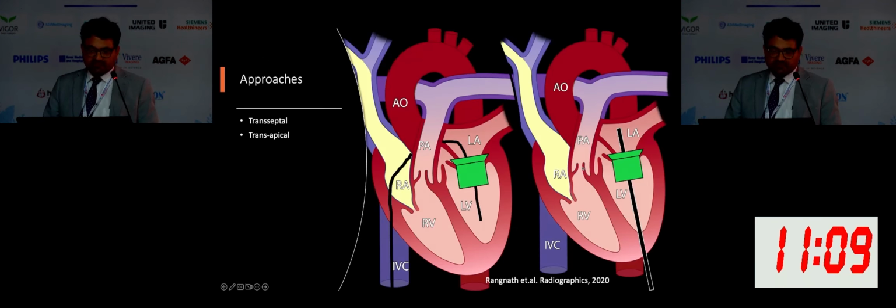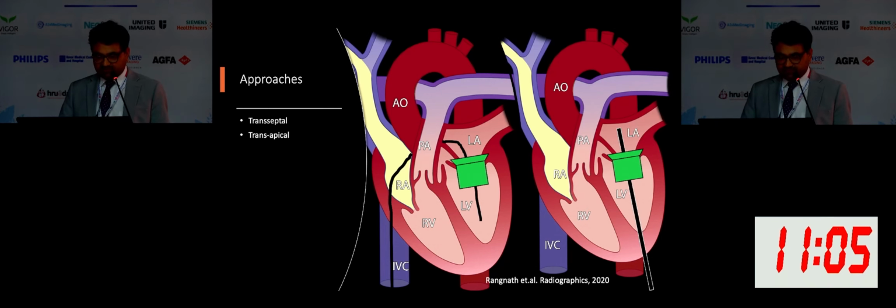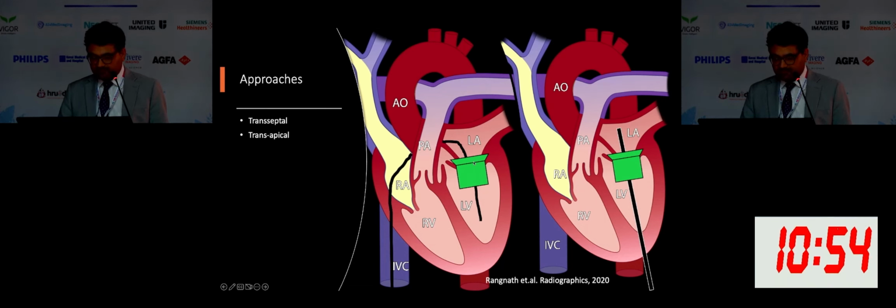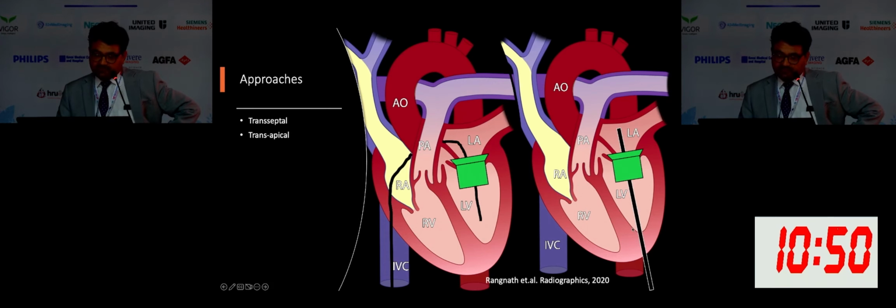Looking at the approaches that are used for placement of the valve, there are two, transseptal and transapical. In transseptal, we go through the posterior inferior interatrial septum, perforating the septum, and then the device is deployed at the valve. And similarly, in a transapical approach, we go through the apex, and then the device is deployed.